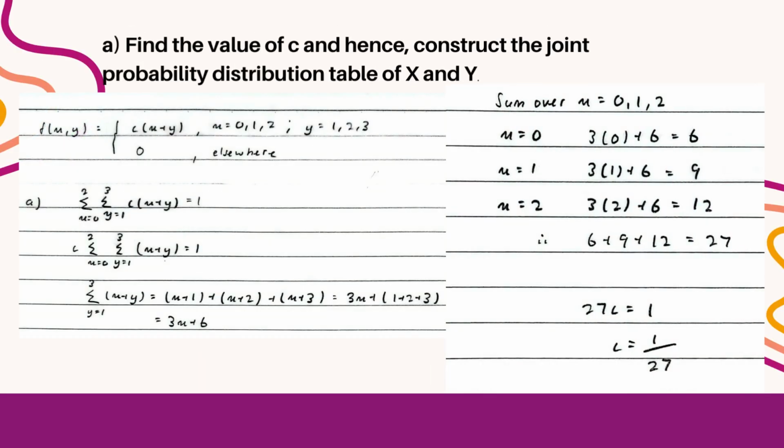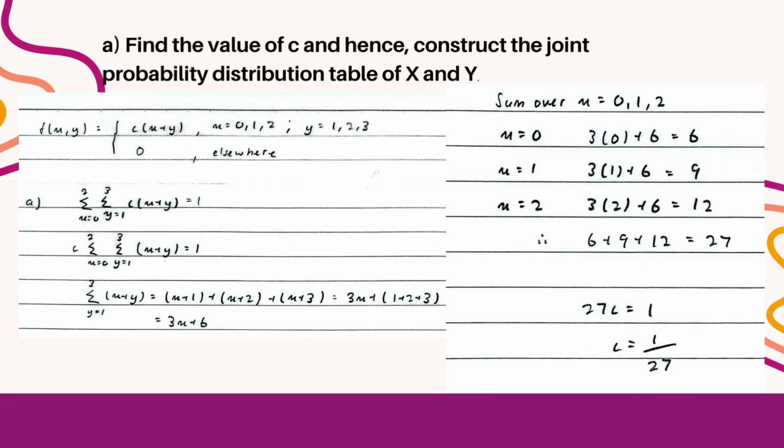Since this is a probability distribution, we know the sum of the probability must be equal to 1. So we write it as the sum from x equals 0 to 2, and the sum of y equals 1 to 3, and write the function as c bracket x plus y equals 1. After that, we can just plug in the value for the sum of the y, and we will get the answer as 3x plus 6.